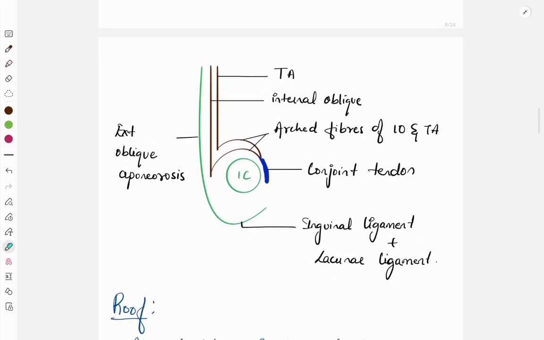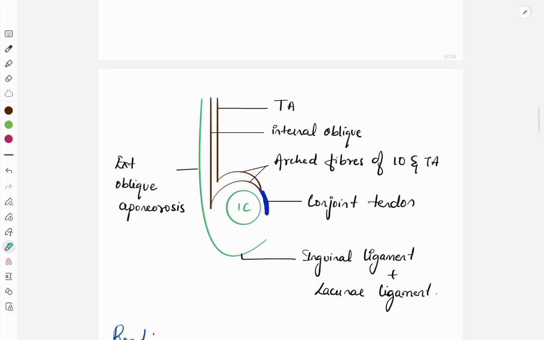So this is another section. If you take this, you will be able to appreciate the floor and the roof of the inguinal canal. So this is your inguinal canal. This is the external oblique aponeurosis, and we all know the external oblique aponeurosis will go ahead, and when it bends, it forms your inguinal ligament. So it is nothing but a modification, you can tell, of the external oblique aponeurosis, which extends and curves to form your inguinal ligament.